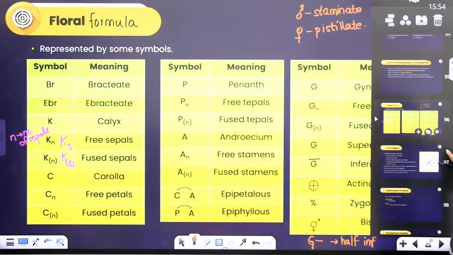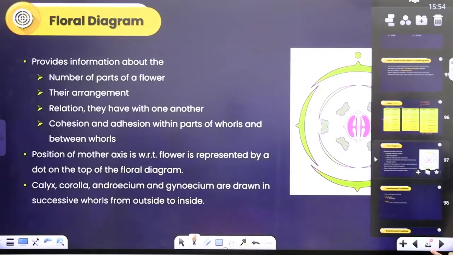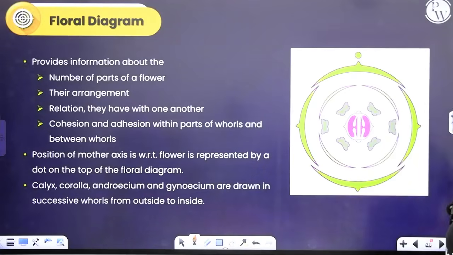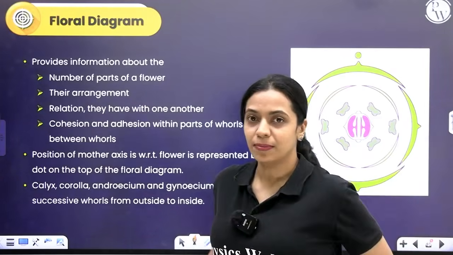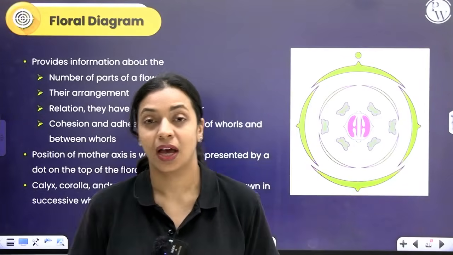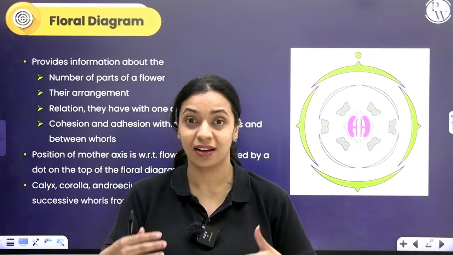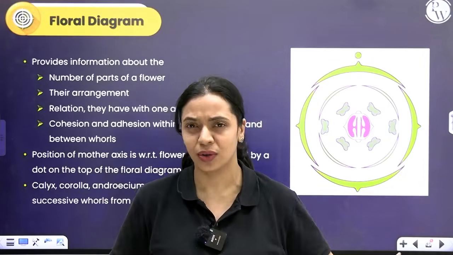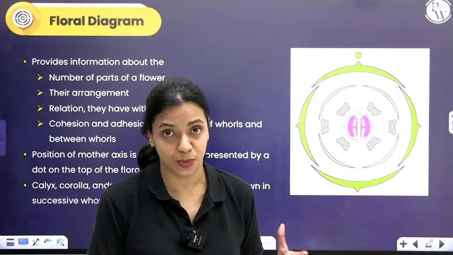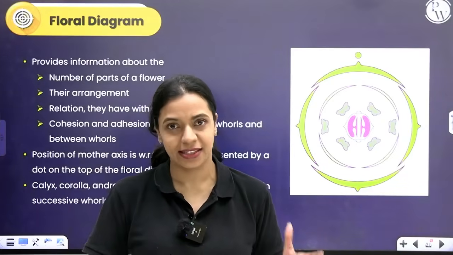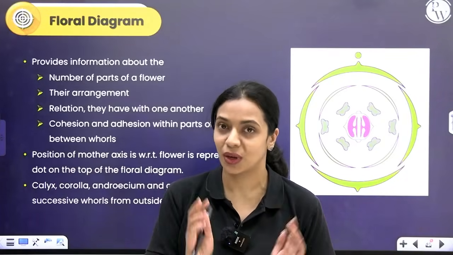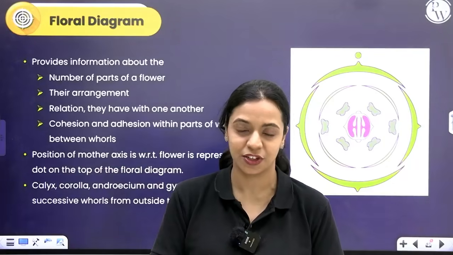Now let's understand the floral diagram. What is a floral diagram? In a floral diagram, you can see how the different parts of a flower in the different whorls are arranged with respect to each other. We all know that in flowers, the outermost whorl is calyx. Inside that we have the corolla. Inside the corolla there is androecium, and inside that there is the gynoecium.